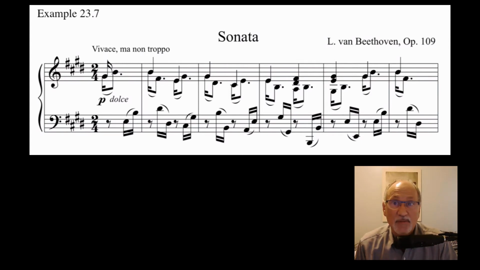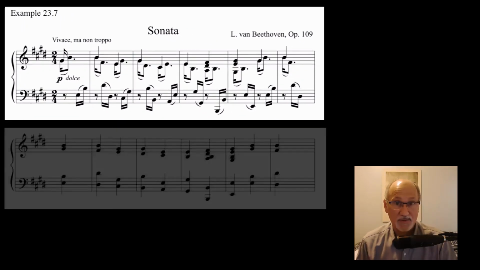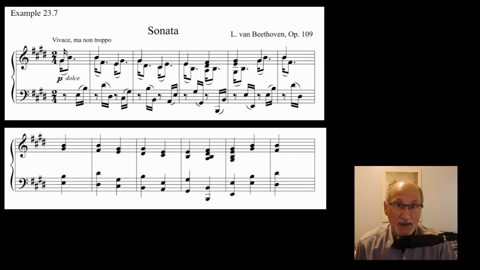And since the harmony seems to be changing on every beat, it might be helpful actually to rewrite these chords in quarter note blocks. In other words, take out the activation so that you can analyze it a little bit easier. So take a look at this example.